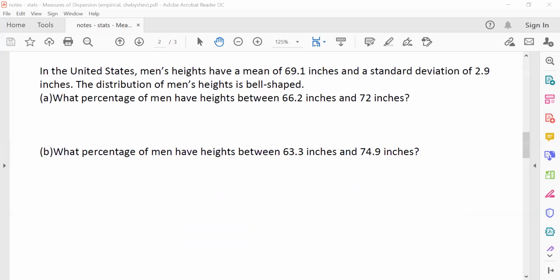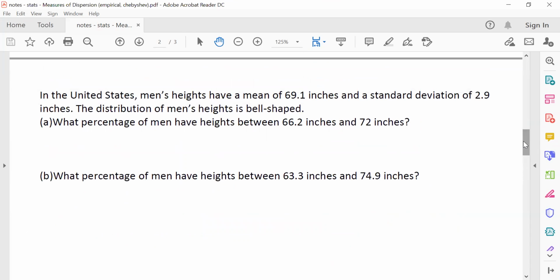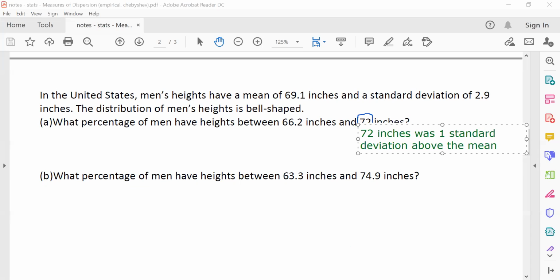Let's look at one more quick one. What percentage of men have heights above 72 inches? Well, remember 72 inches, we already did that. 72 inches was one standard deviation above the mean.